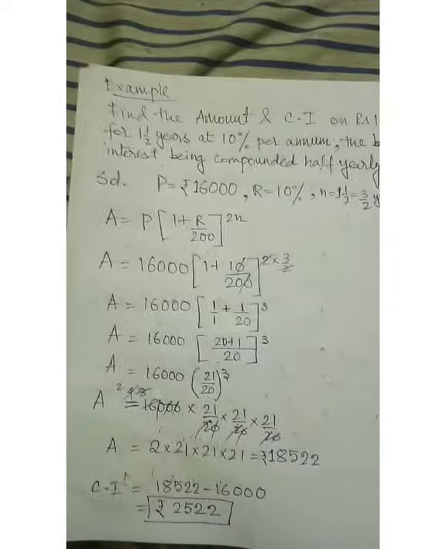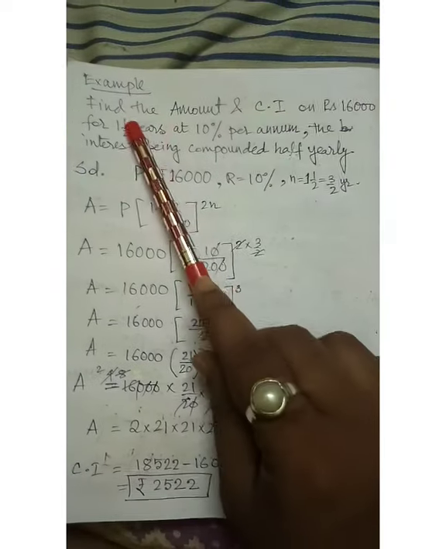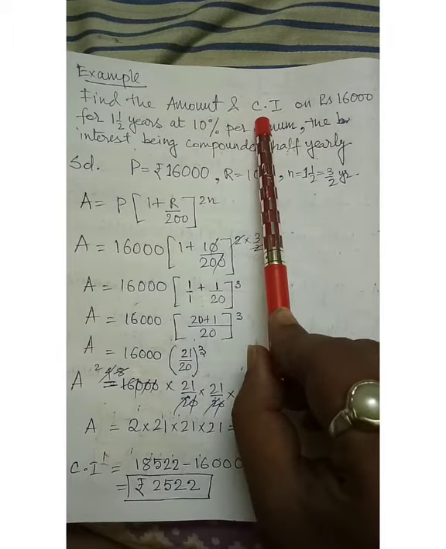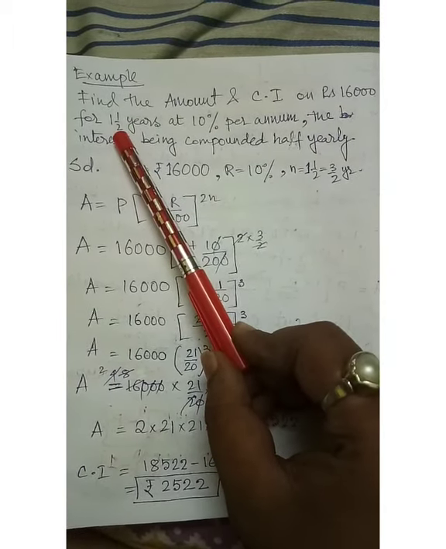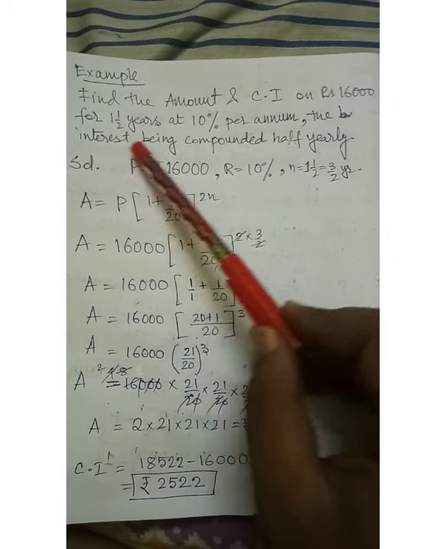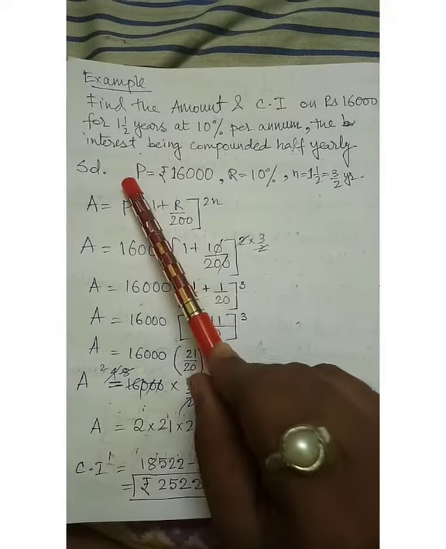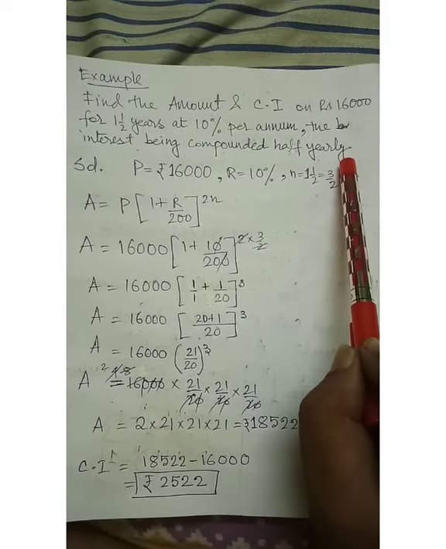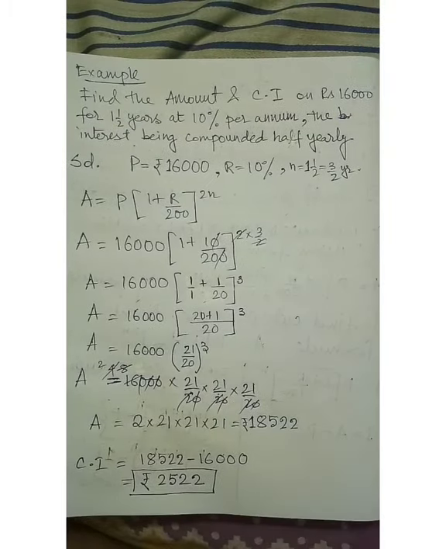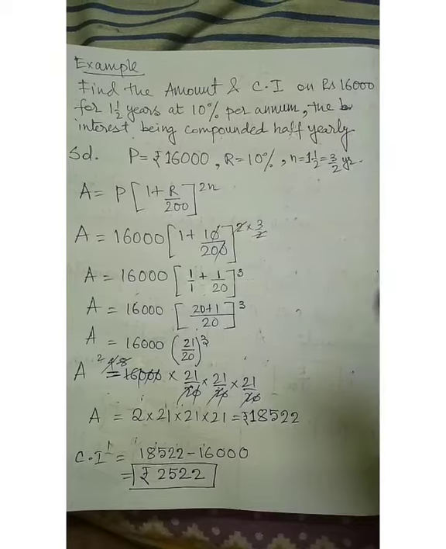Now see, we'll be using the formula now with the same example. Find the amount and CI on rupees 16,000 for 1.5 years, that is a mixed fraction, at 10% per annum, the interest being compounded half yearly. Okay, now what I have told, same thing I am repeating one more time.